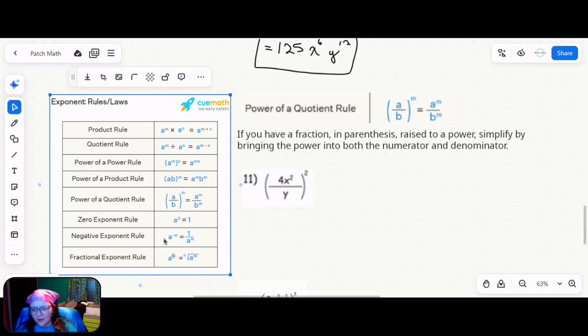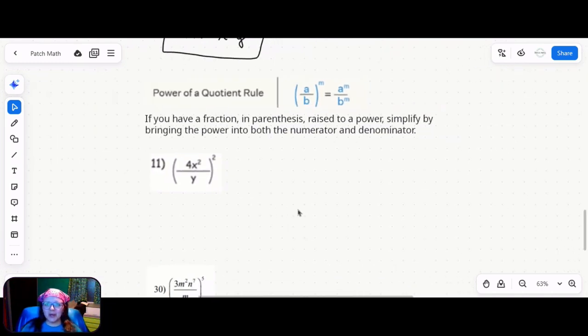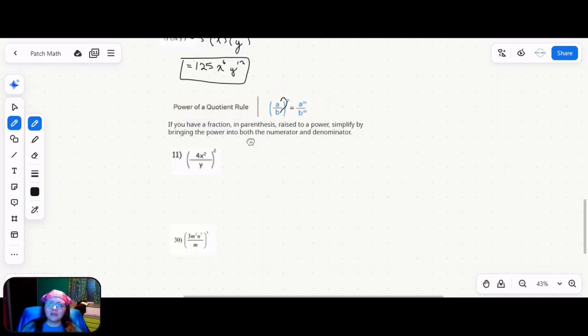So focusing in on the power of a quotient rule. We can boil it on down. It says if we have a quotient or a fraction in parentheses and it is raised to a power on the outside of that parentheses, we can bring that power into each part of the fraction or quotient. In other words, we bring it in as a power on the A and we bring it in as a power on the B.